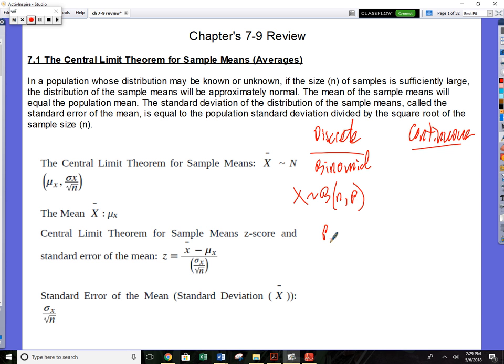So you've got to remember p and q. For binomial, there are only two outcomes: a success or a failure. P is the chance of it being a success. Q is the chance of a failure. And discrete, you've got to remember, is countable. Discrete is a whole number. It can never be a number in between.